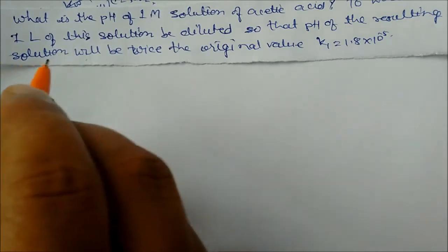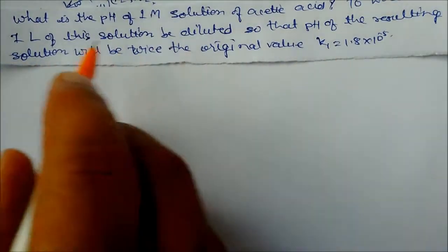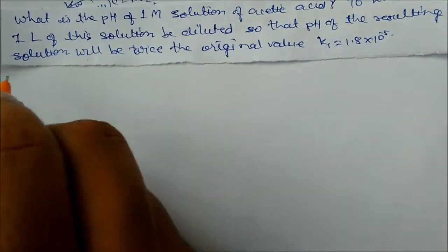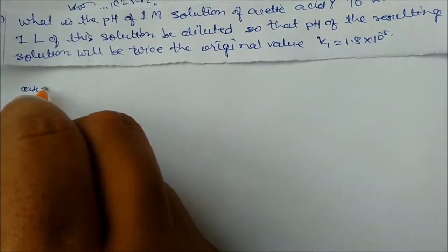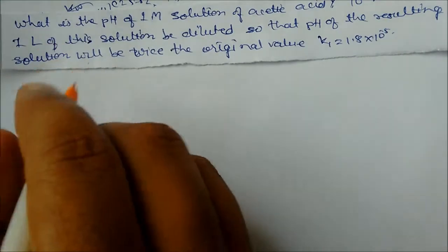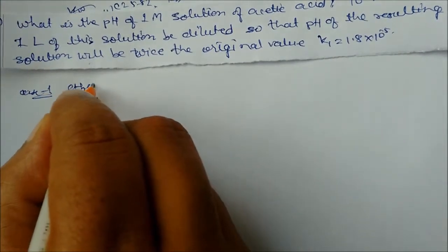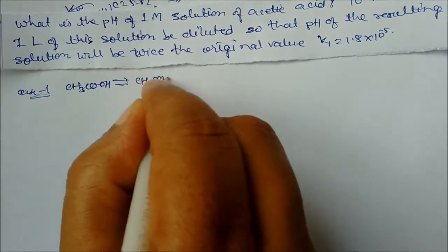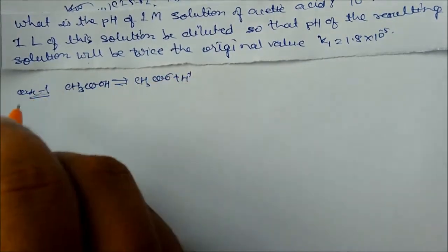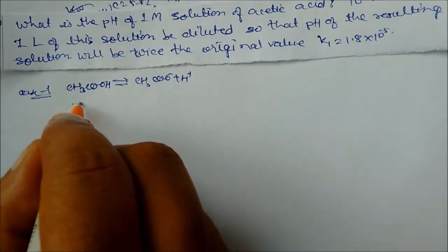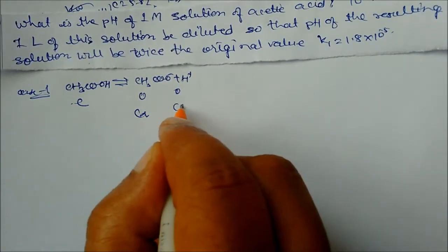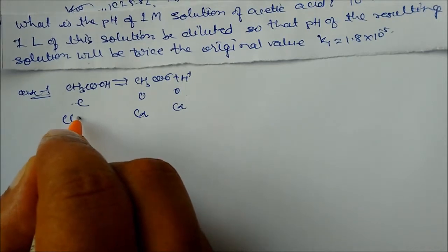So first we have to find the concentration of H plus, then we can double the pH. So first is case 1. Case 1 is acetic acid, which will undergo dissociation. This will form CH3COO minus and H plus. Initially this is C, and 0, 0 for the products. After dissociation, this becomes C into alpha, and the acid is C into 1 minus alpha.